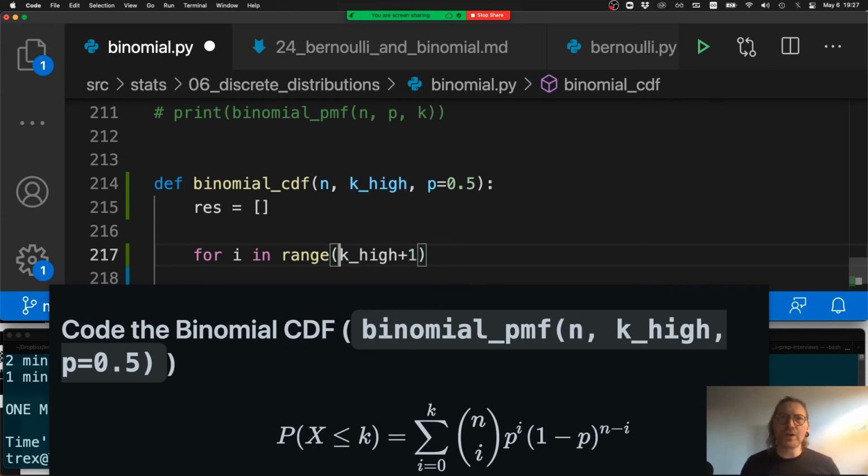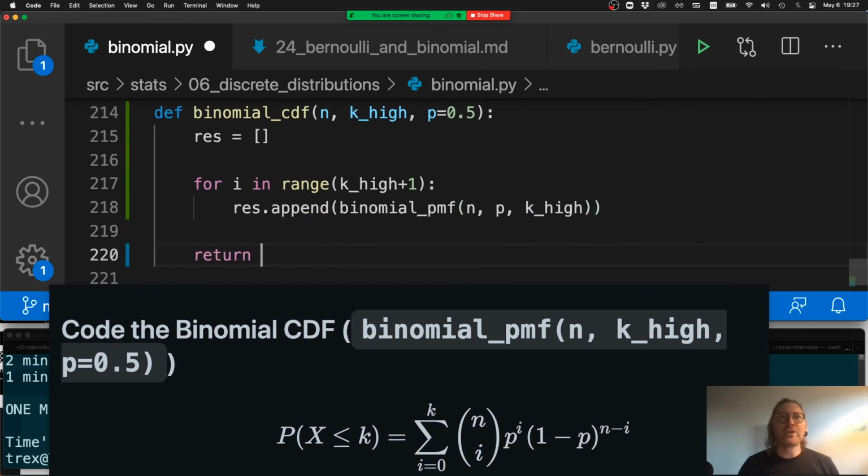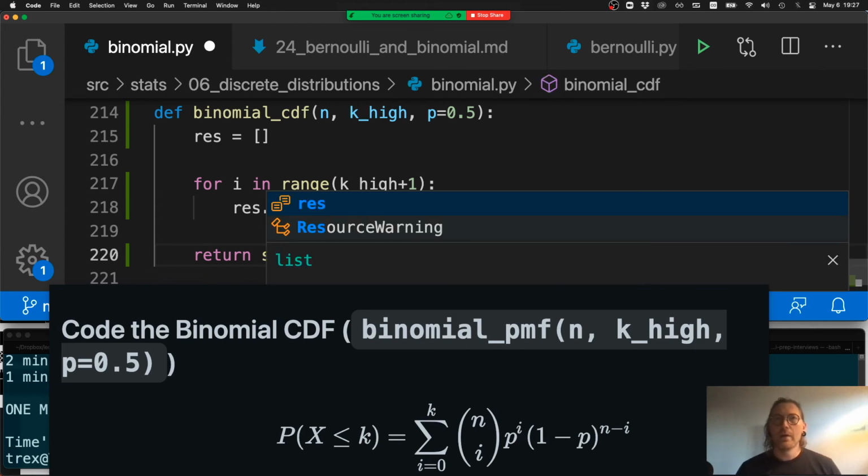Of course, I don't need the 0 in there. It's implied. So res.append the binomial PMF of n, p, and k high. And then I can return the sum of those results. Okay?